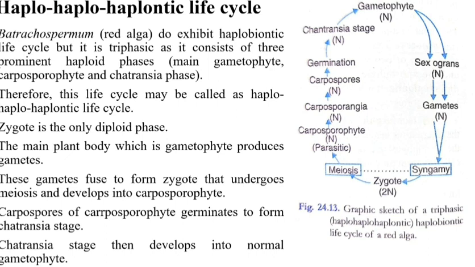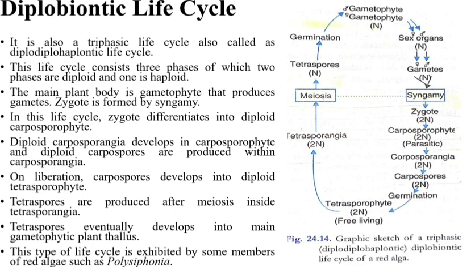The main plant body, which is the gametophyte, produces gametes. These gametes fuse to form a zygote that undergoes meiosis and develops into a carposporophyte. Carposporophytes are thus haploid. Then the carpospores of the carposporophyte germinate to form the Chantransia stage. The Chantransia stage then develops into a normal gametophyte, which is again haploid. So it is a haplontic life cycle.